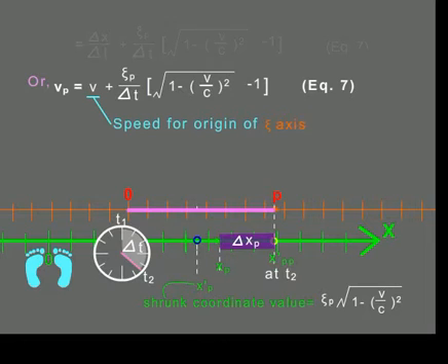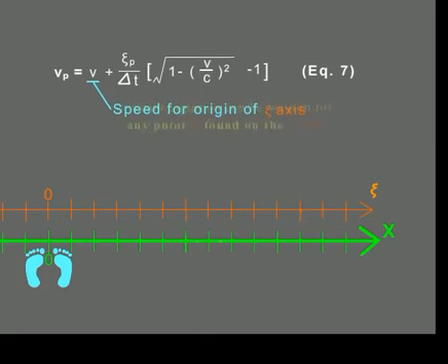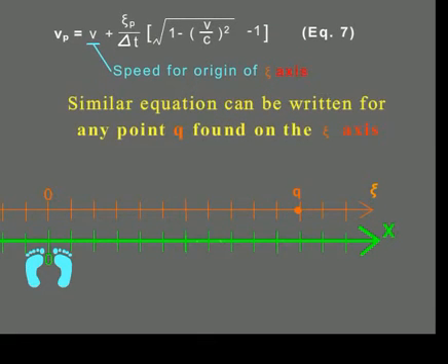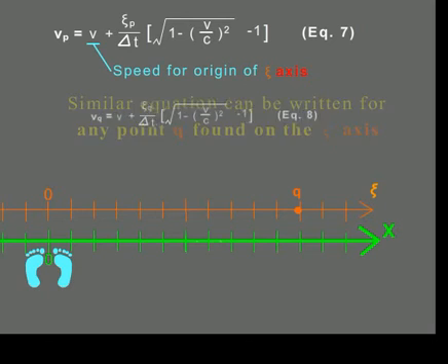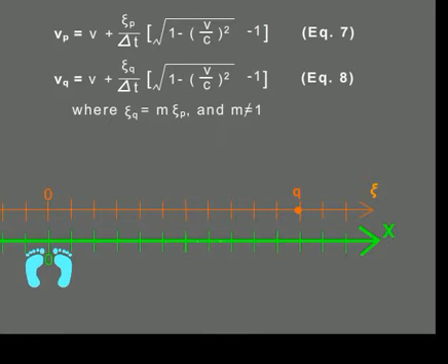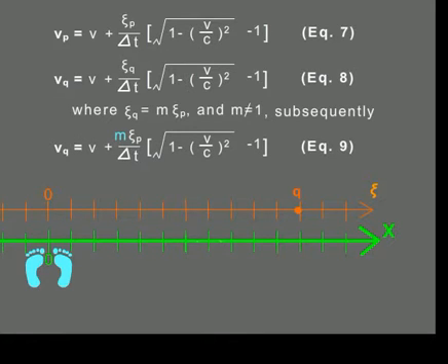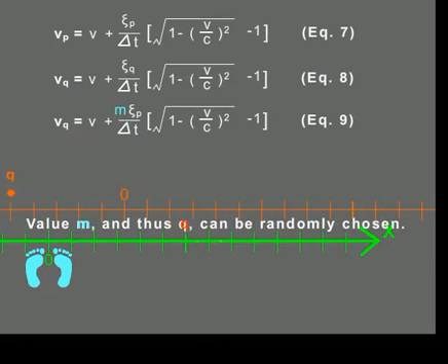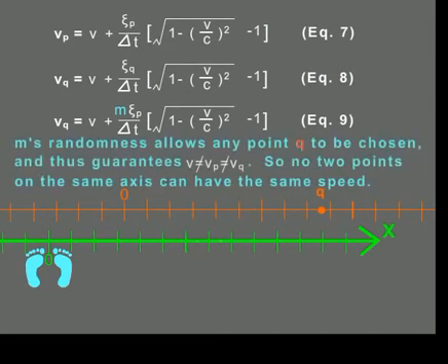Let us choose another point, Q, on the c-axis. Similar to deriving equation 7, we can arrive at equation 8 for the movement of Q. Unless m equals 1, speeds Vp and Vq are not equal to each other. These two speeds in turn are not equal to v, since every particle point on the c-axis would move at speed different from each other.